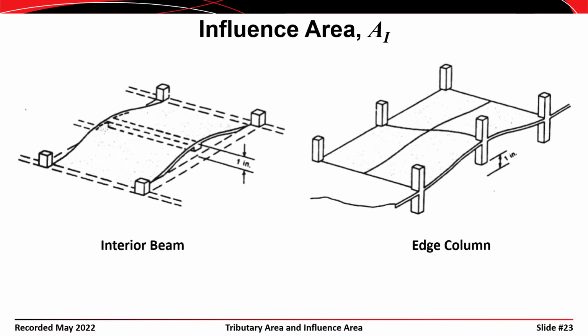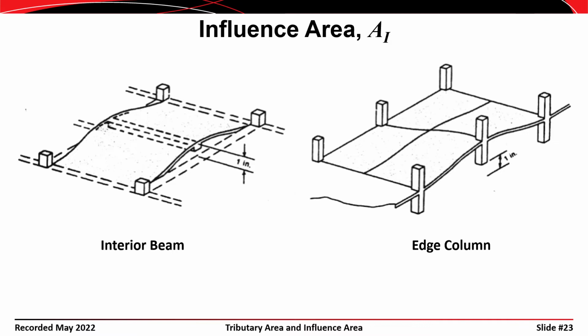Consider the figure on the left here, which is an interior beam. If we caused a displacement in that beam, if we moved it upwards uniformly by 1 inch, you can see the displacement in the slab, and any part of that slab that is displaced would be part of the influence area for that beam. We could do the same thing with a column, as is shown on the right. If we take an edge column, for example, and move that column vertically by 1 inch, any part of the slab that is displaced would be part of the influence area of that column.